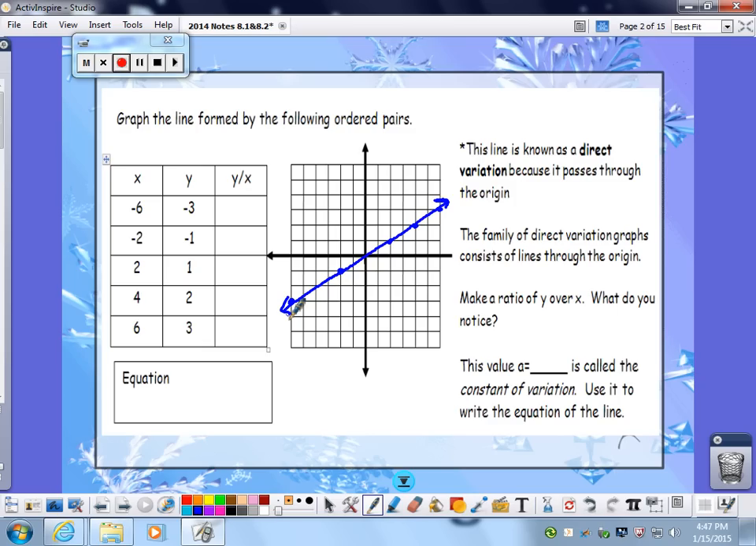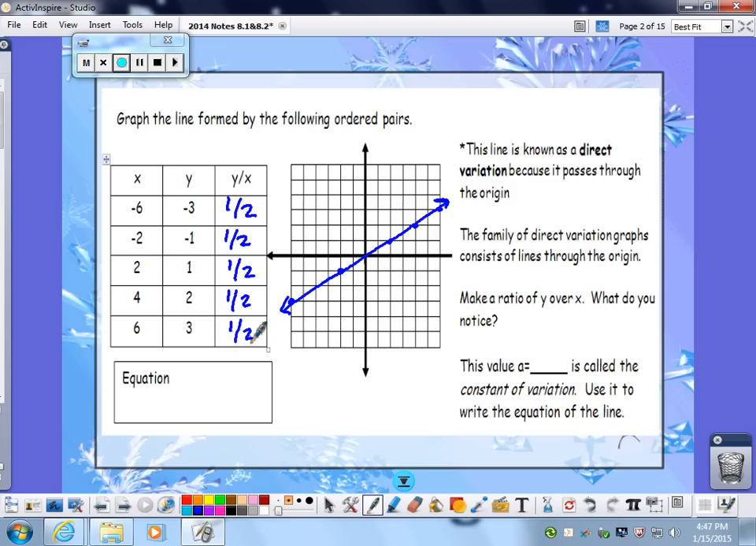All right, let's investigate this a little more because we want to get an equation of that line. Let's make a ratio of y over x. So y over x, -3 over -6 gives me +1/2. -1 over -2 is +1/2. 1 over 2, +1/2. There's a theme going here. 2 over 4, 1/2. And 3 over 6, 1/2. Notice these all have the same ratio.